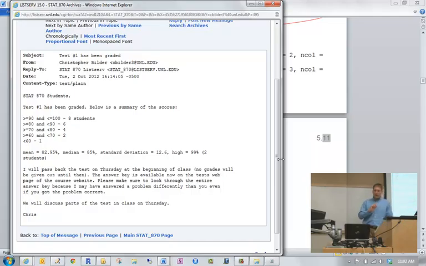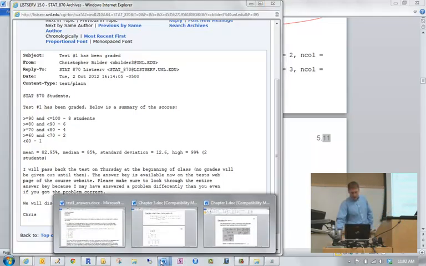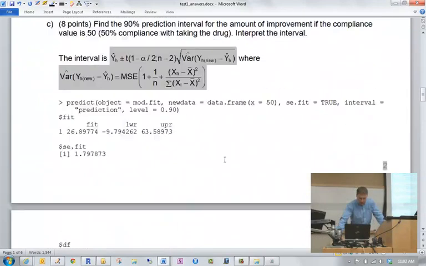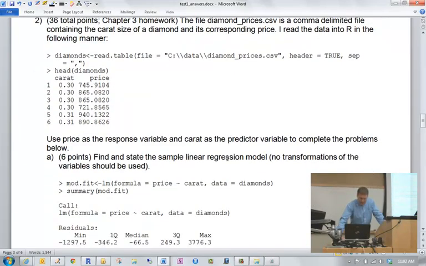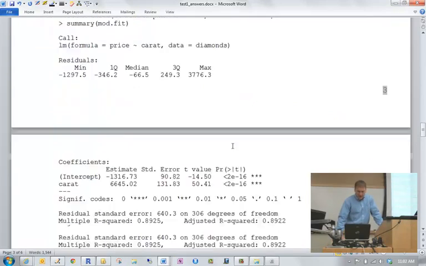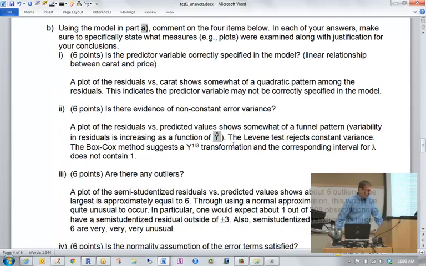Let's talk about a few specific problems on the test that I noticed some students missing. So first of all, let's look at number 2B. If you remember, this actually came from the homework, so this problem should have looked familiar to you. It involved the diamond prices data set. On 2B, what you were doing was basically running my examine.mod.simple function to evaluate the model and to find potential problems with the model relative to the data. And in part I simply asked you, is a predictor variable correctly specified in the model?